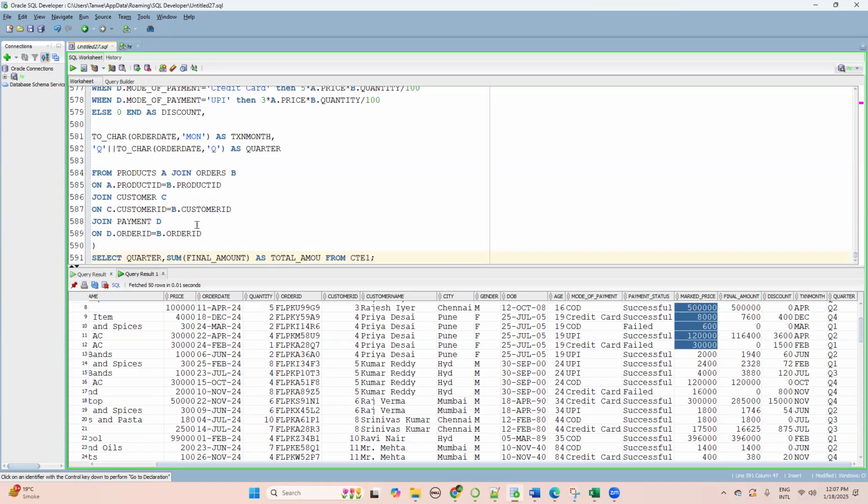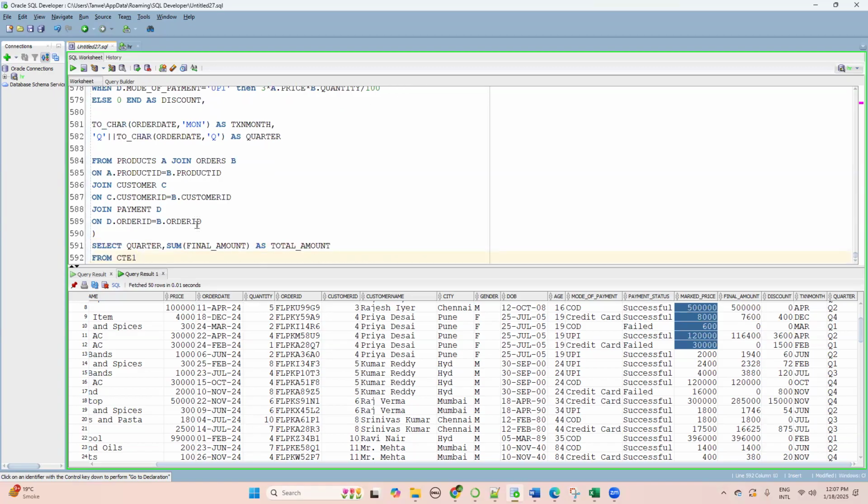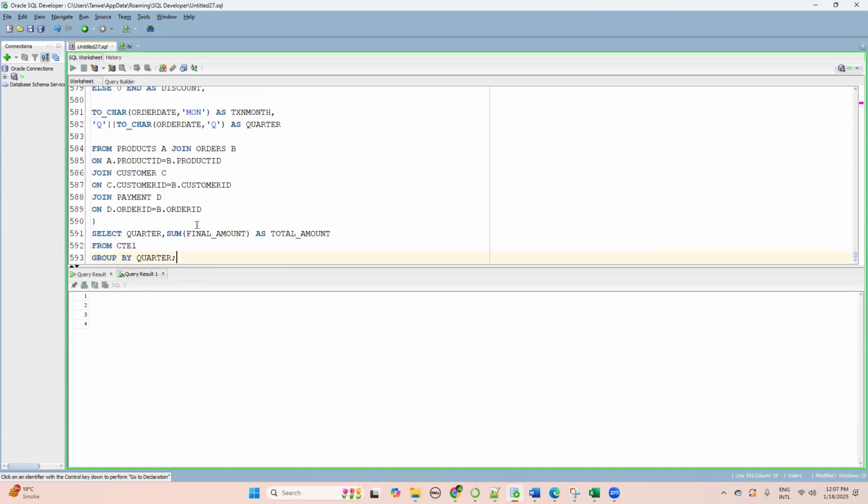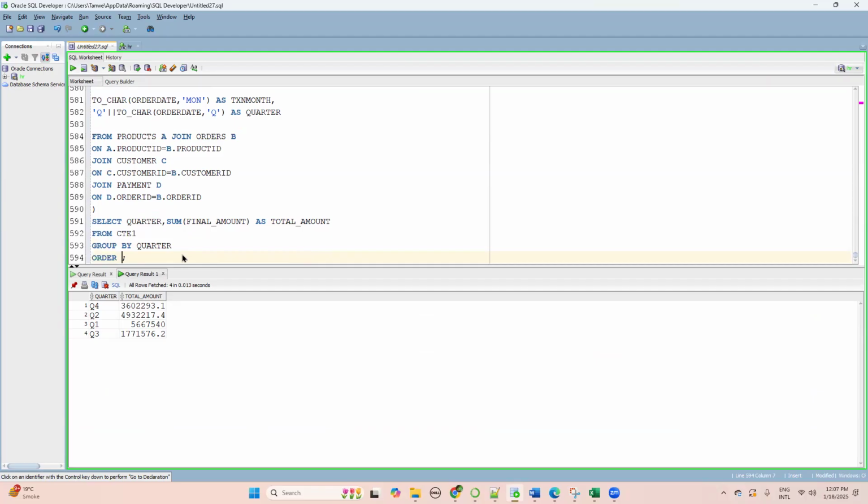Total amount from CT1 grouped by quarter. Now see, it is showing for each and every quarter. If you want to sort it, sort कर लो इसको, order by quarter. See, if you summarize, nothing new I'm teaching you here. Each and everything you have already studied in the SQL classes, right? So now it is sorted.